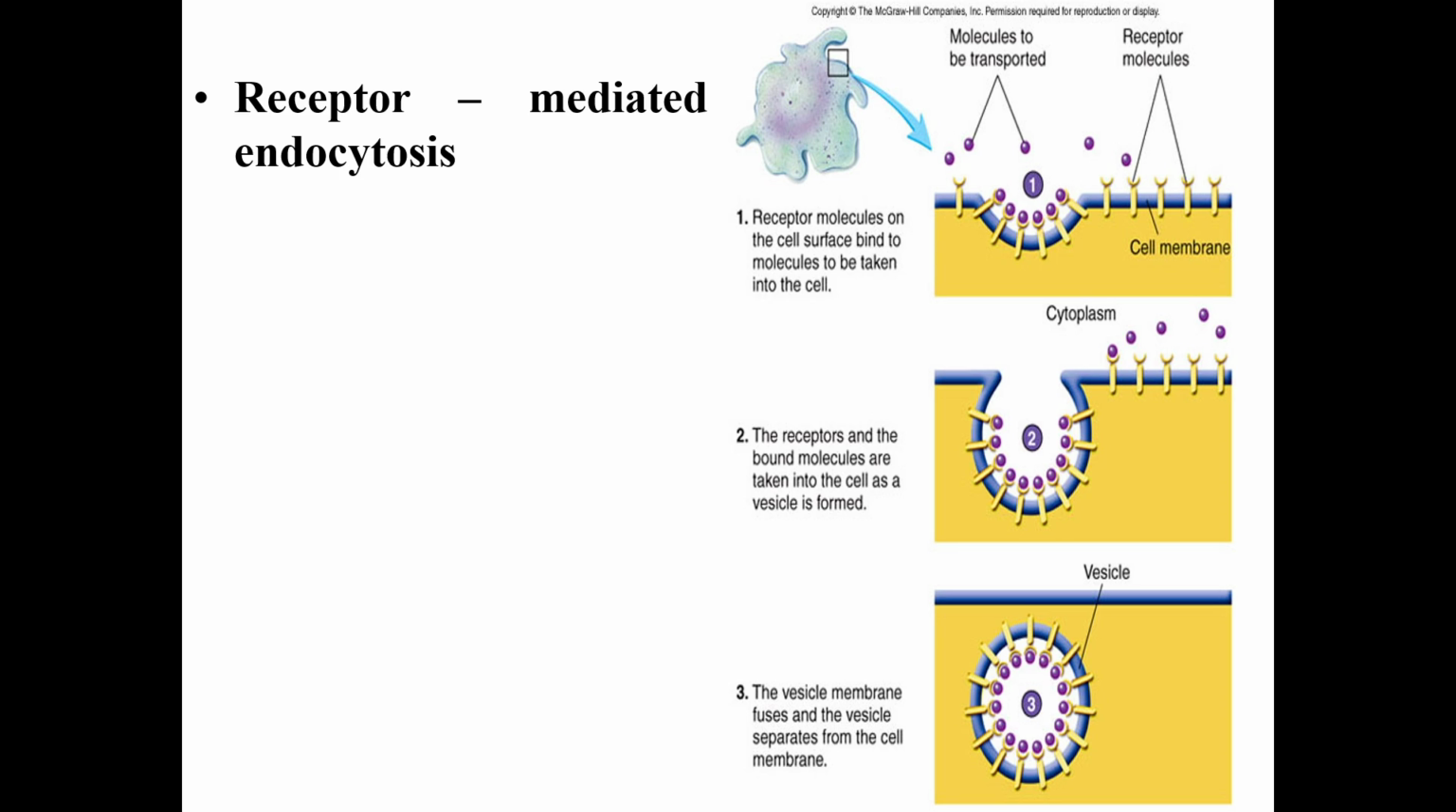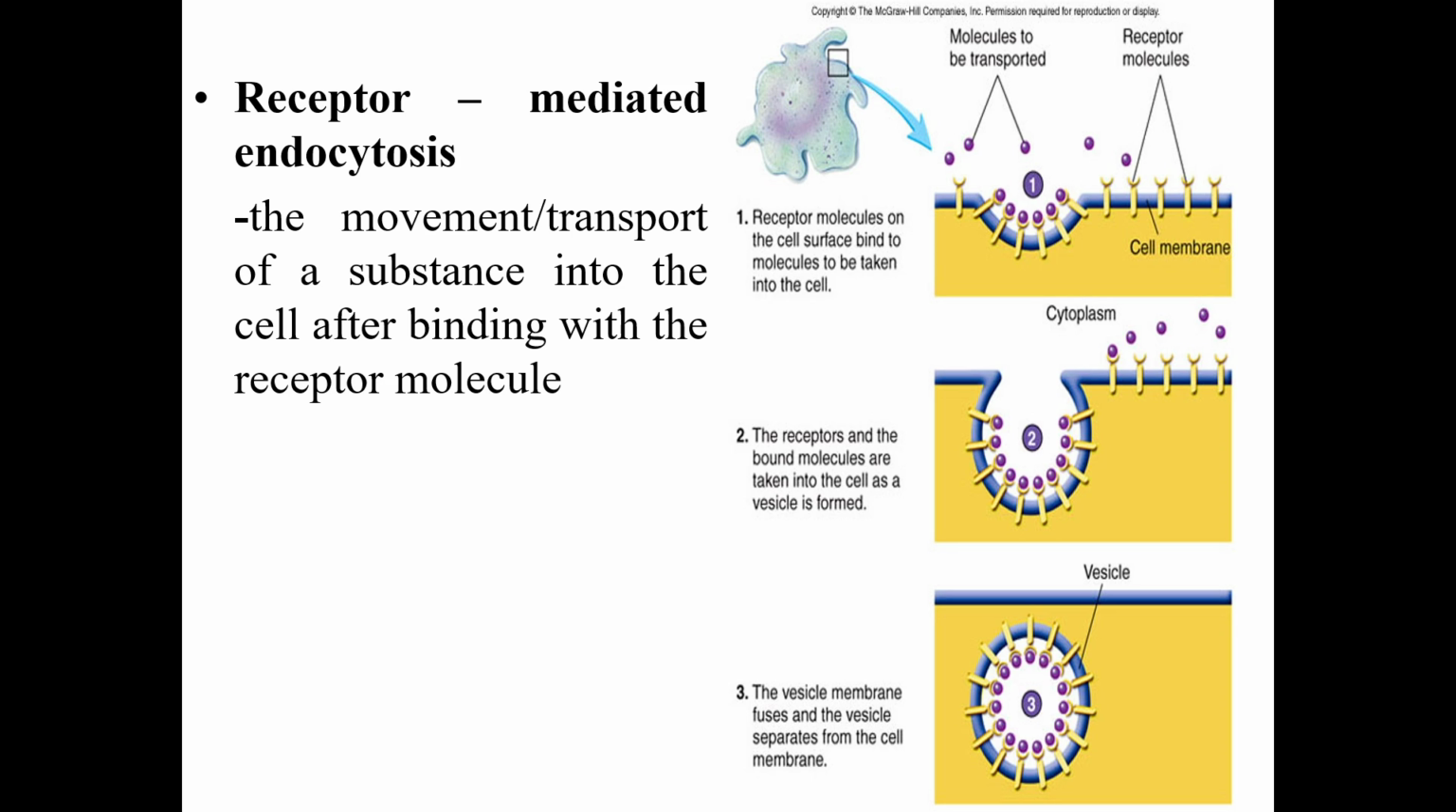So this is how it happens. We have receptor-mediated endocytosis, which is the movement and transport of a substance into the cell after binding with a receptor molecule. So the molecules bind to a receptor and it slowly forms a circular shape. As it fills the shape with molecules, it will slowly close and separate from the cell membrane, and this is called your vesicle.